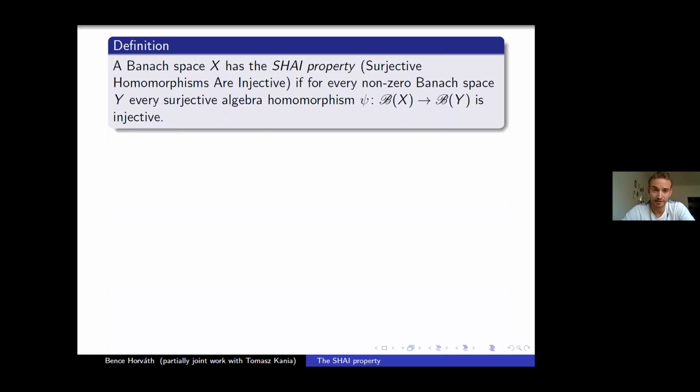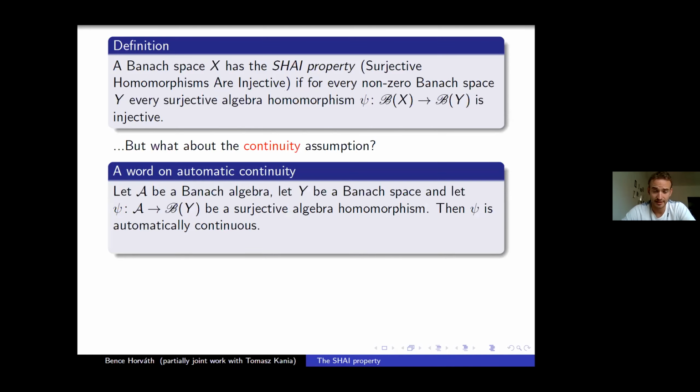So it's worth now making a definition to capture this property. I'll say that a Banach space X has the Chi property if whenever there is a non-zero Banach space Y given and a surjective algebra homomorphism from B(X) to B(Y), then it is actually automatically injective. Chi just stands for surjective homomorphisms are injective.